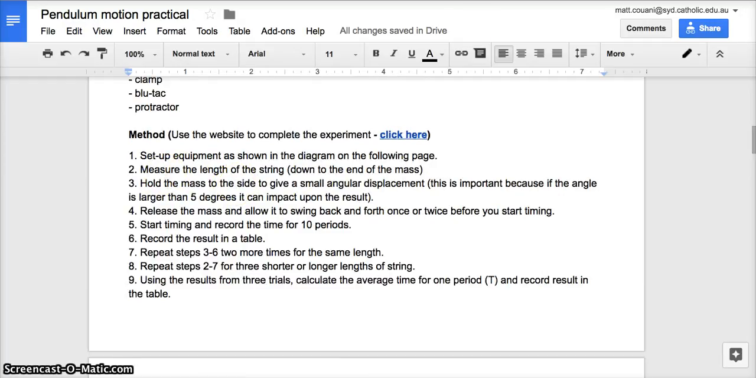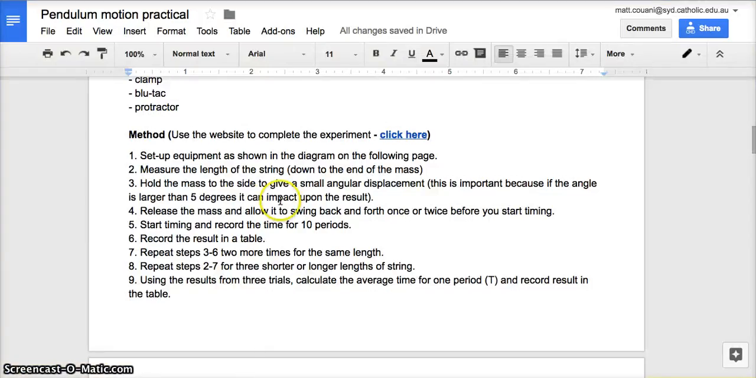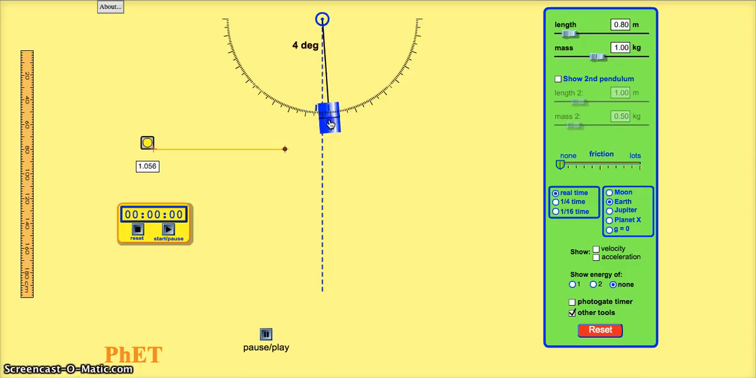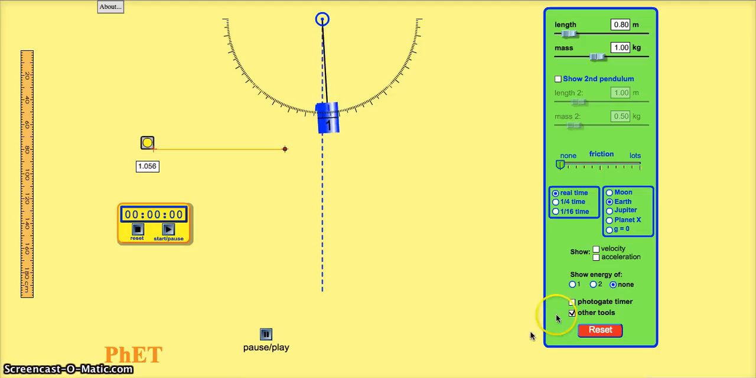Measure the length of the string. For you, the length of the string is determined using this. Hold the mass to the side to give a small angular displacement, and then release the mass. So take the mass and release it from an angle of 4 degrees, or 3 degrees, or 2 degrees. But whatever angle you hold it from, make it a controlled variable, keep it the same for every single trial, because if the angle is larger than 5 degrees, it can impact upon the final result. So you're going to start timing and record the time for 10 periods, or 10 swings back and forth.